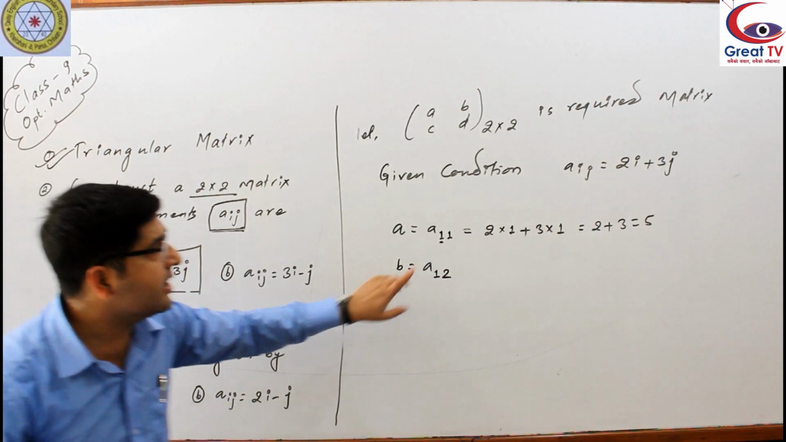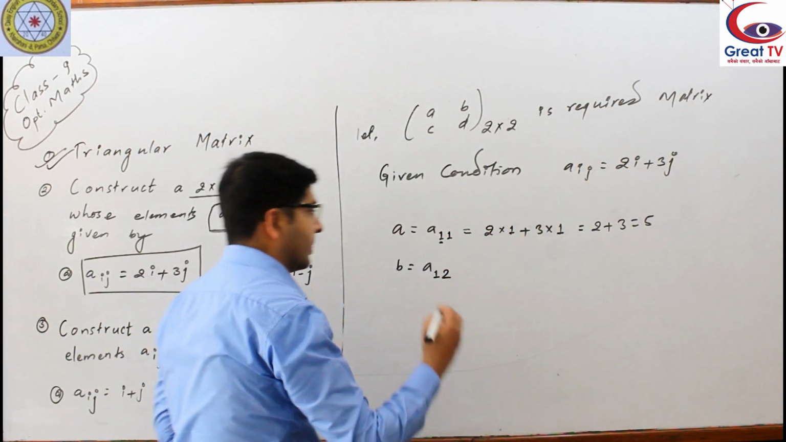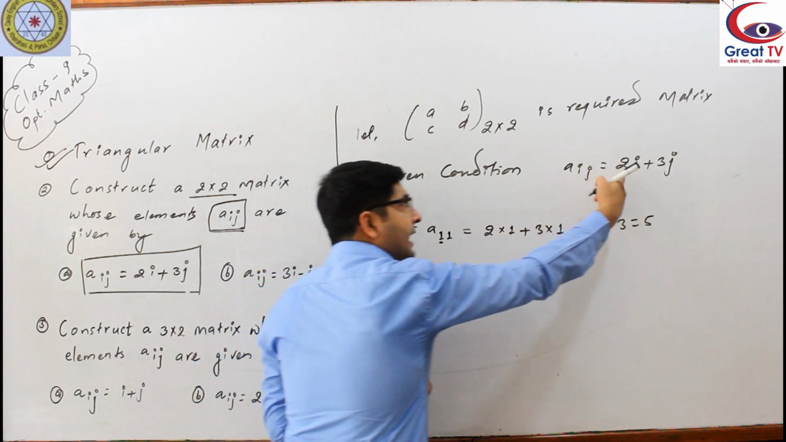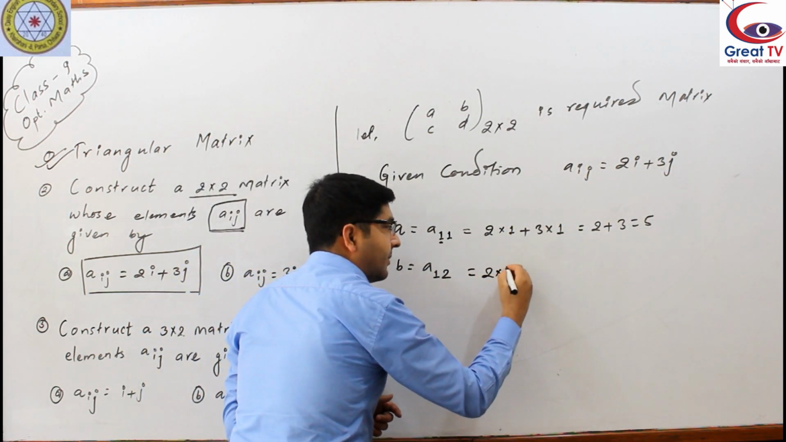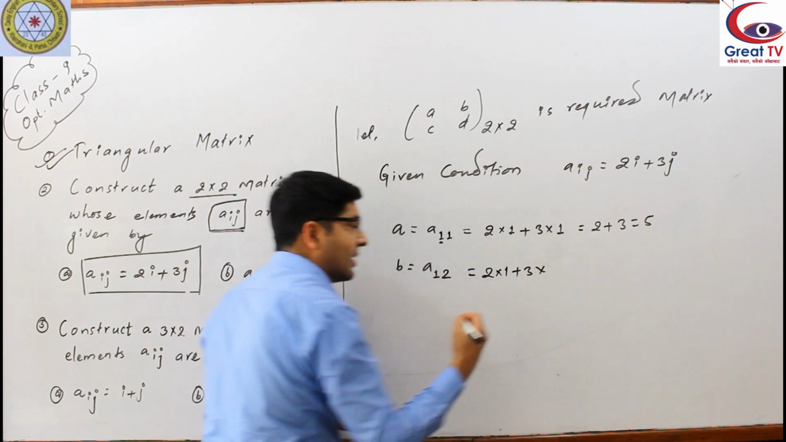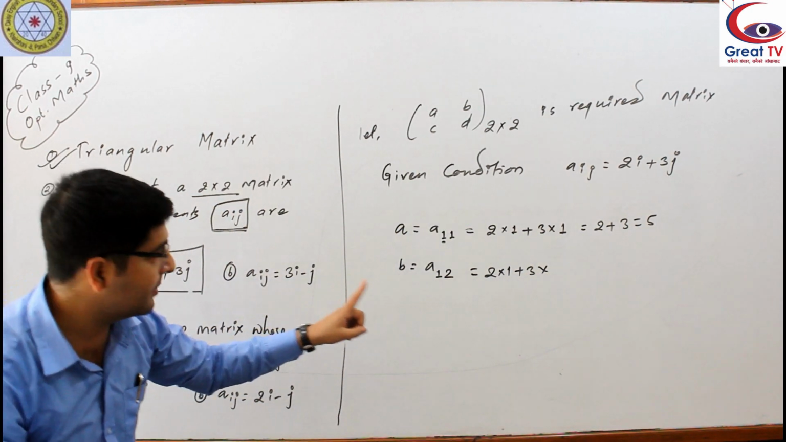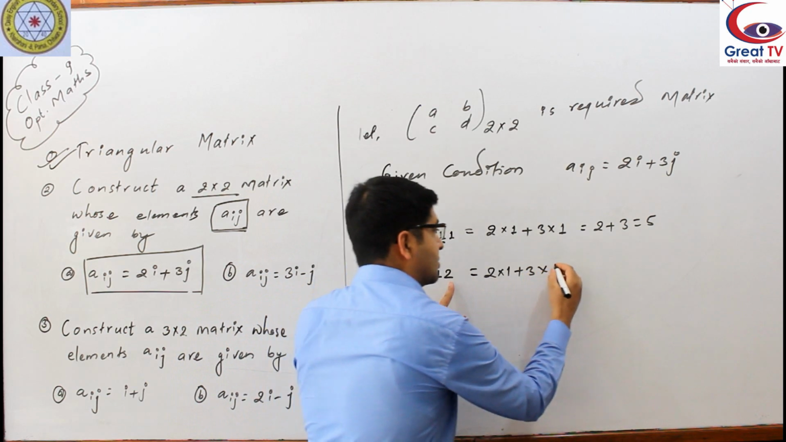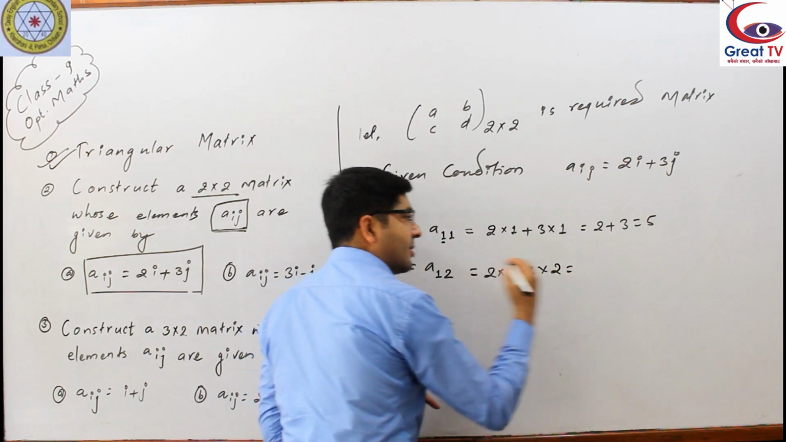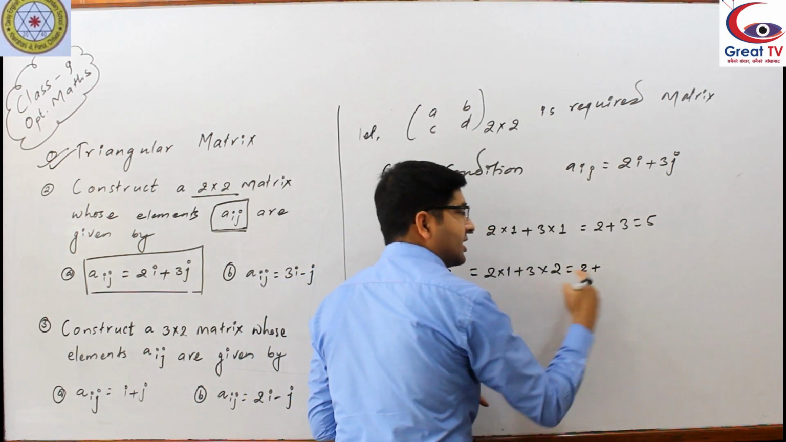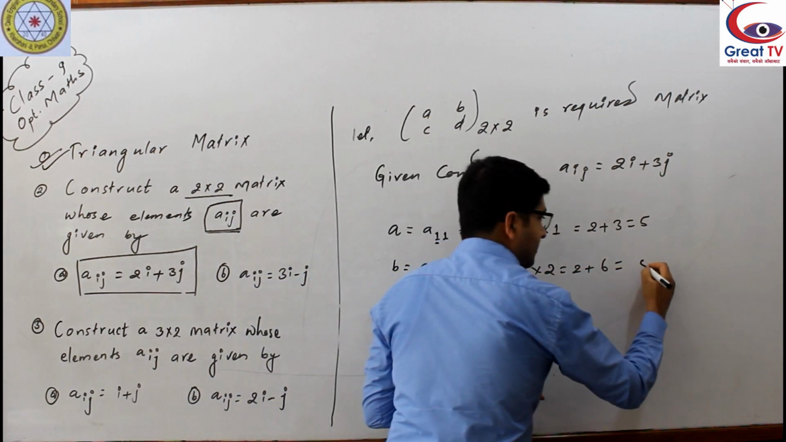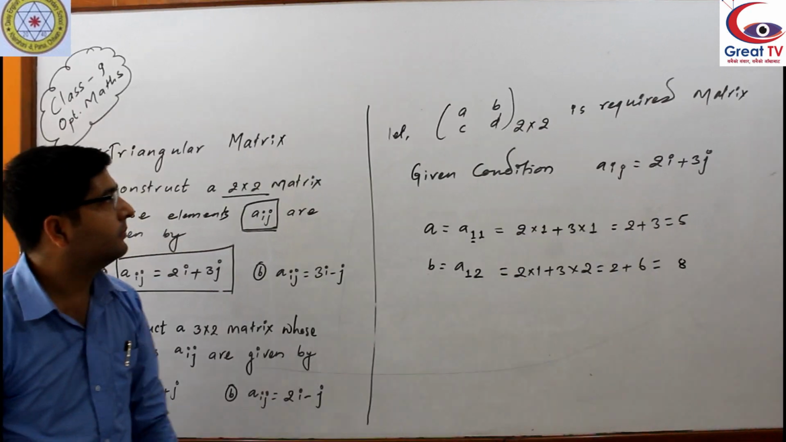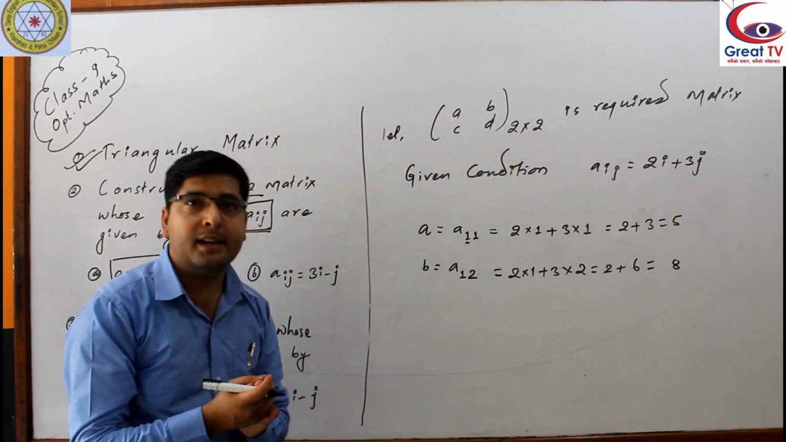Then the given condition 2i plus 3j. Now replace i and j by 1 and 2. So 2 multiplied by 1 plus 3 multiplied by 2, the value of j being the second element, 2. That is 2 plus 6, which is equal to 8.